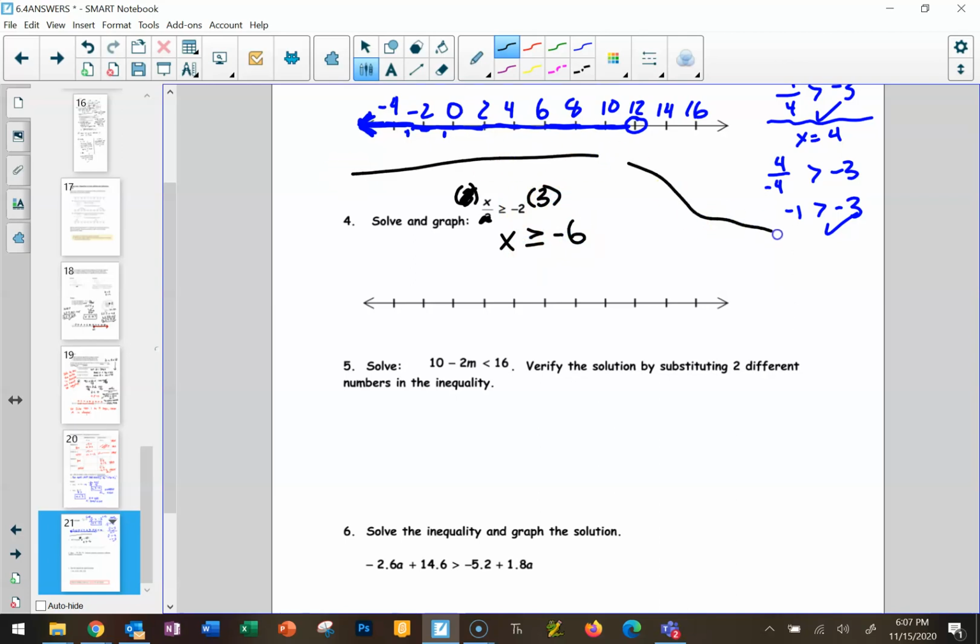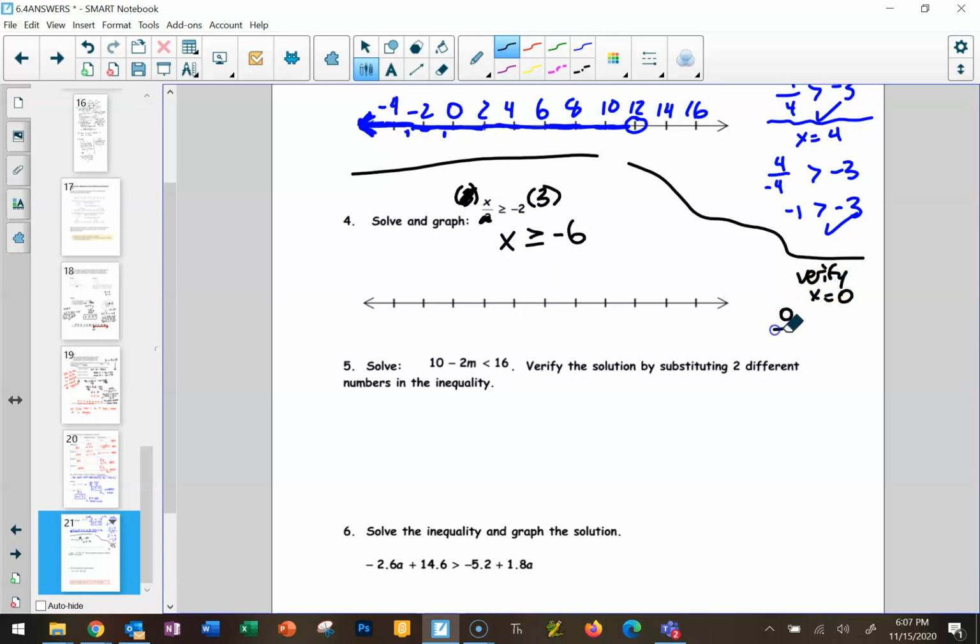All right. Let's do a quick verification. Won't take us very long. Verify. We need to pick a number that is greater than or equal to negative 6. Well, I would say that 0 is greater than or equal to negative 6. So let's check it with that one.